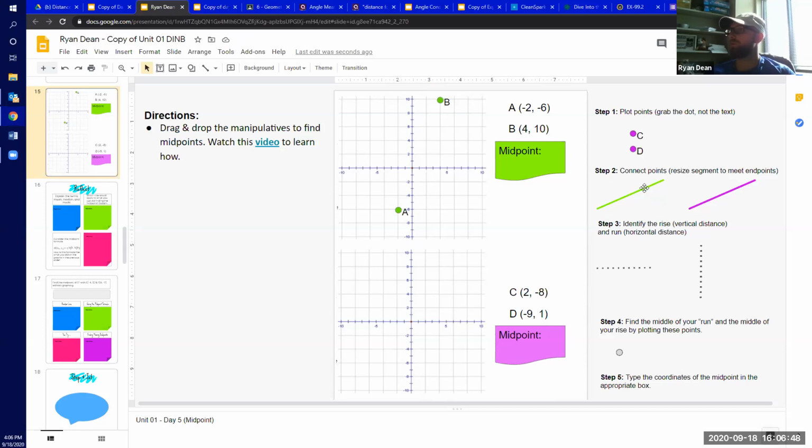So the second step that you're going to do is connect these two points together. And the way that they want you to do this is just take your line and connect them together like this. So there we go. And step 3, we're going to find the vertical distance and the horizontal distance. The vertical distance is called the rise. This goes back to slope of a line. And then the horizontal distance is considered the run.